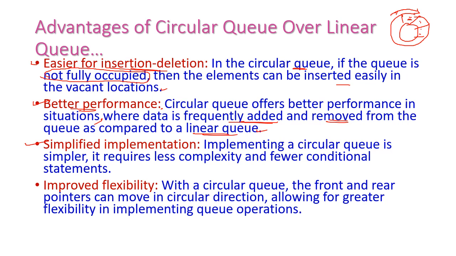And the next one is simplified implementation. See here, implementing a circular queue is very simple. It requires less complexity and fewer conditional statements. Okay, and improved flexibility. So with a circular queue, the front and rear pointers move in a circular direction. This is very important here. Okay, so both pointers will move in a circular direction, which allows greater flexibility in implementing the queue operations, especially the insertion operation and deletion operation.